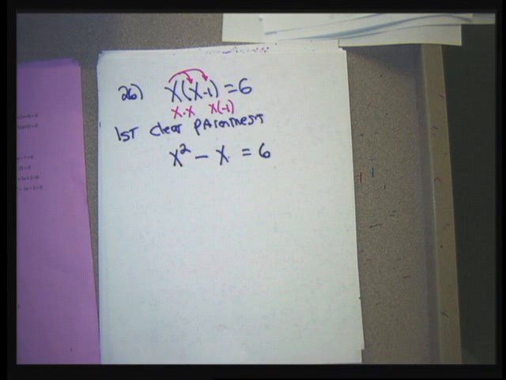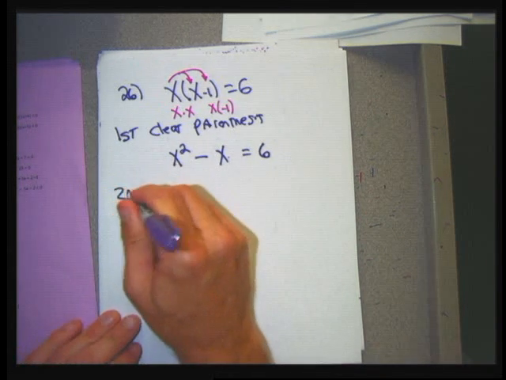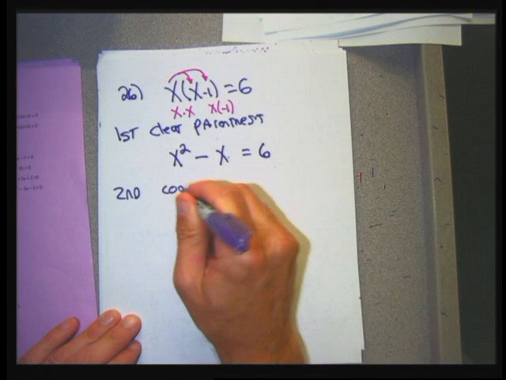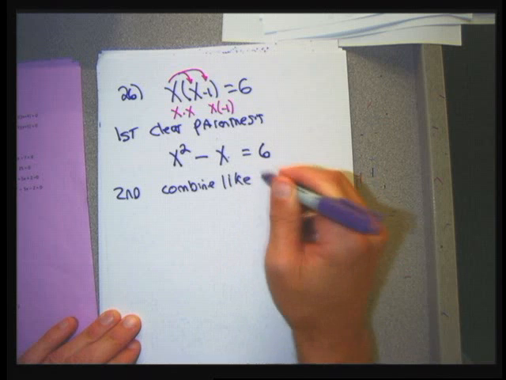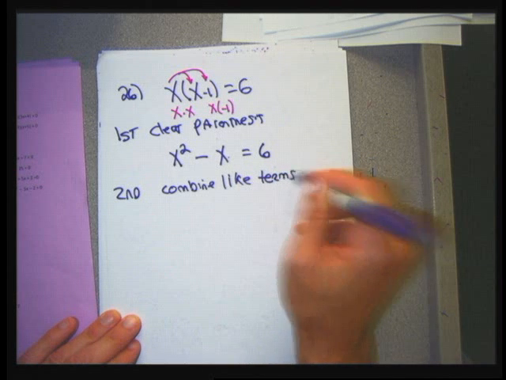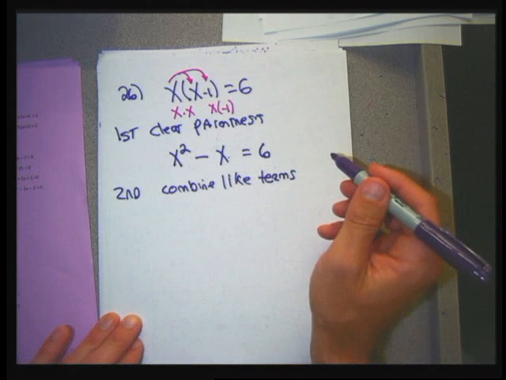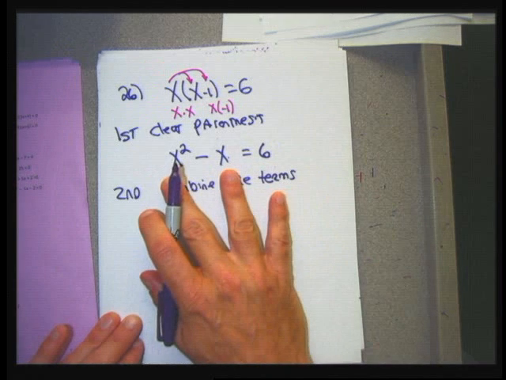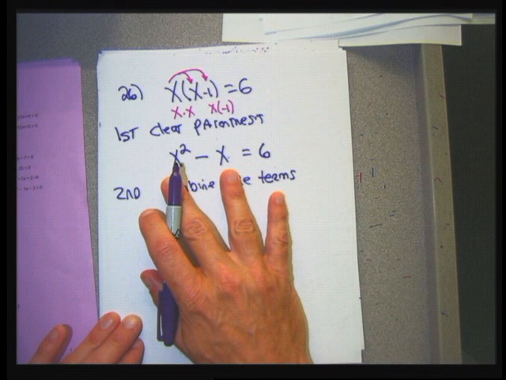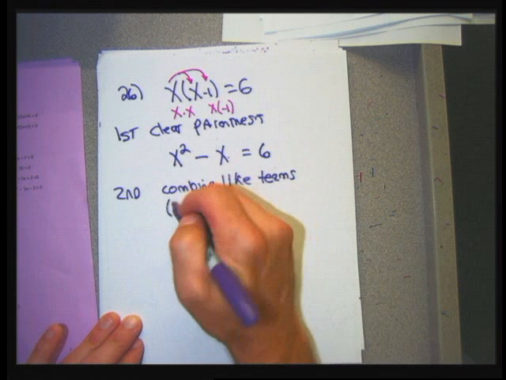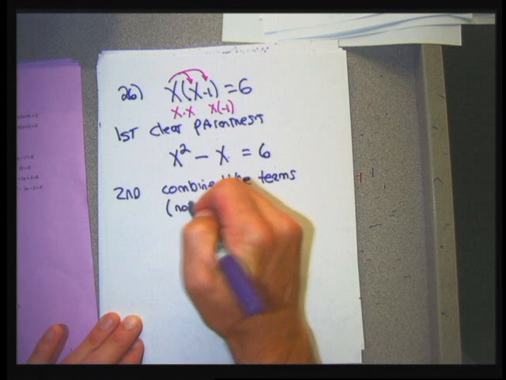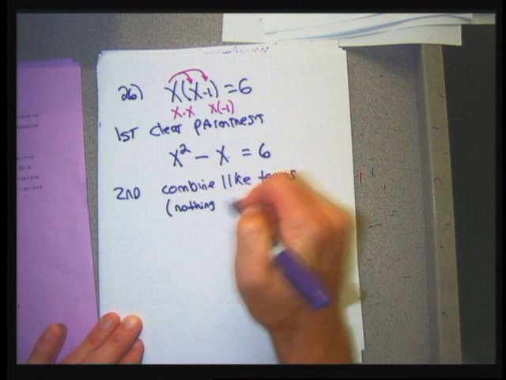So second, if it was necessary, I'd combine any like terms. That's if I FOILed. When I FOIL to clear the parentheses, there are going to be like terms. But here, on the left-hand side, you can't combine an x squared and an x. You can't subtract those because they're not like terms. They don't have the same exponent. So on this step, for this problem 26, there's nothing to be done for this particular problem.